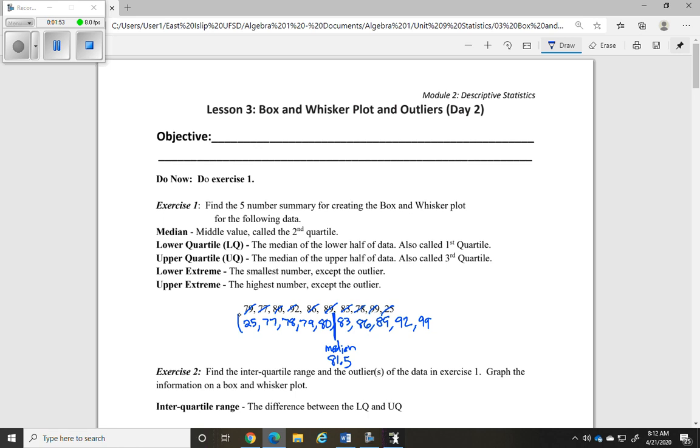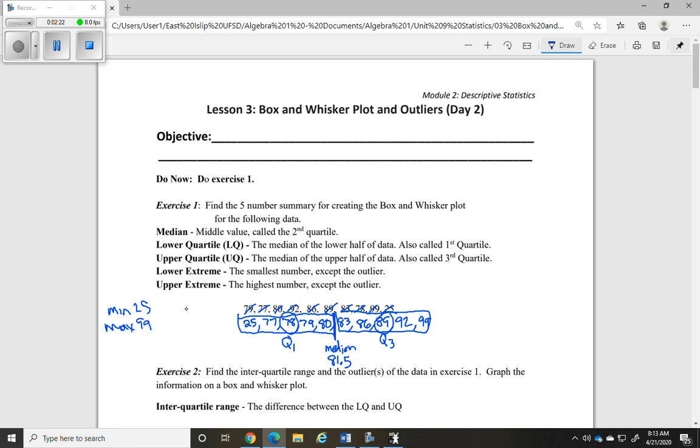And then the lower quartile comes from this lower set of data. Now there's 5 numbers here, so I could see that the first quartile is at 78. And I could see that the third quartile is at 89. By looking at these numbers, the minimum number is a 25 and the maximum is a 99.